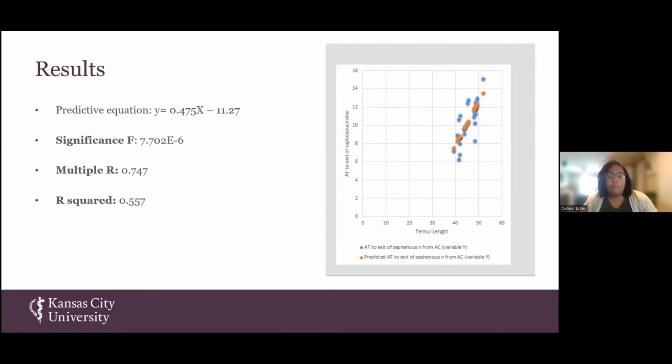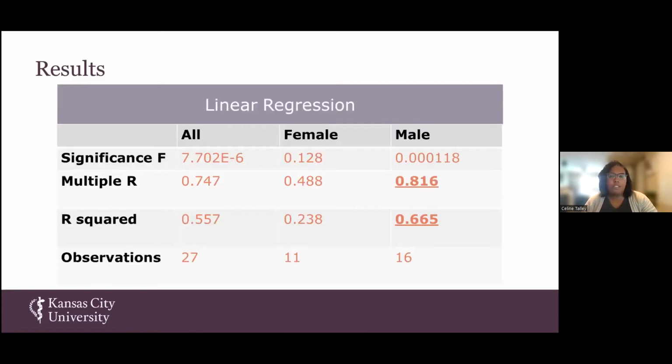Our R value being 0.747 means there's a strong correlation between the length of the femur and the distance between the adductor tubercle and saphenous nerve. And our R squared being 0.557 means that nearly 56% of the variance in the distance between the adductor tubercle to the saphenous nerve can be accounted for by the femur length. Please keep these values in mind as we move into our discussion right after this.